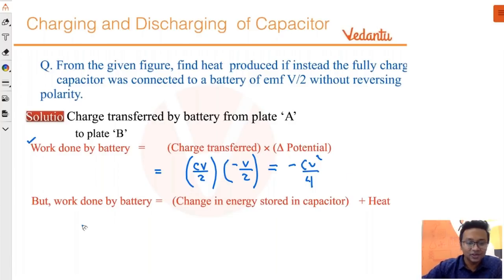All right, students. So that I can write it as minus CV square upon 4. That is nothing but the work done by the battery. It's a negative work. And here, what is the change in energy stored in the capacitor?